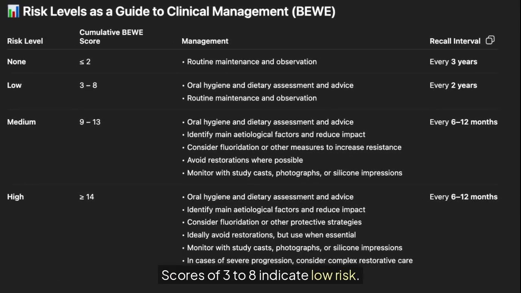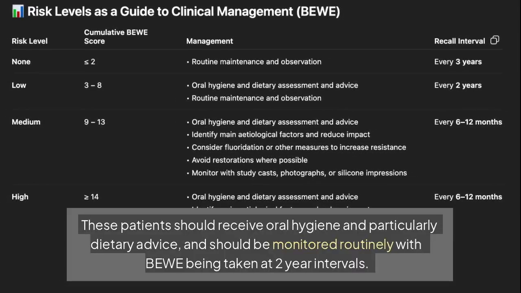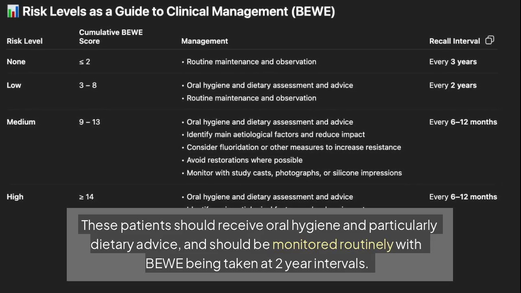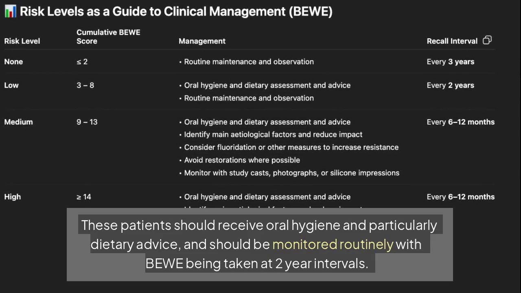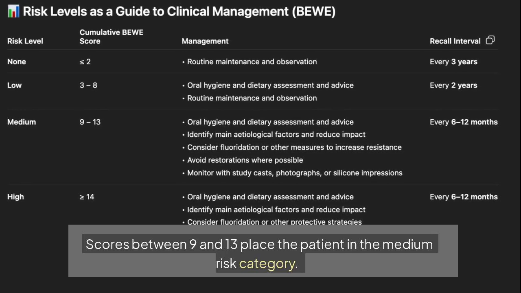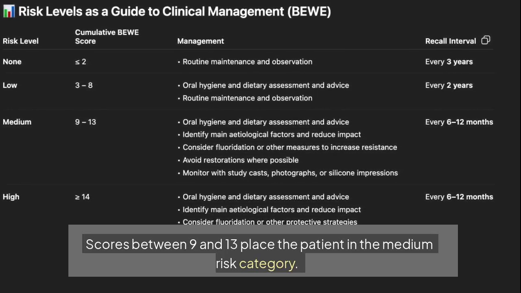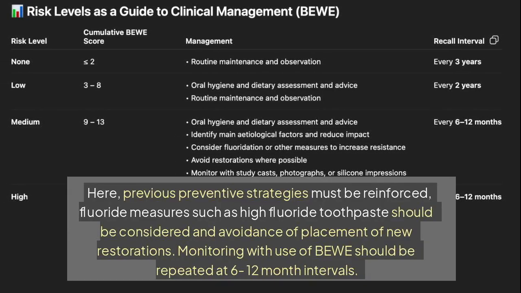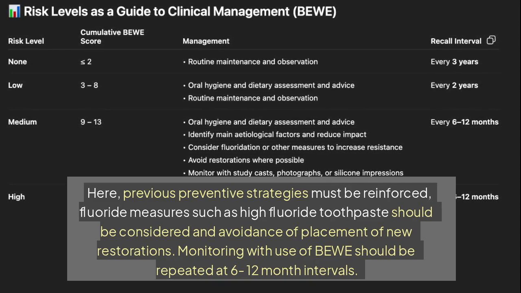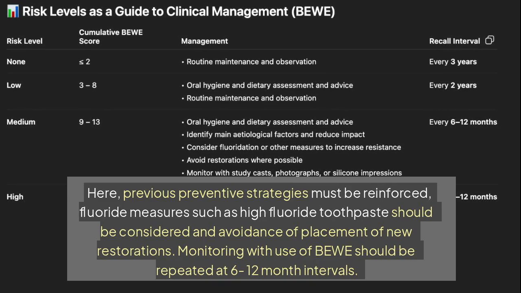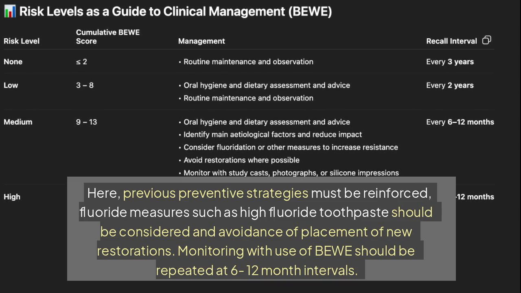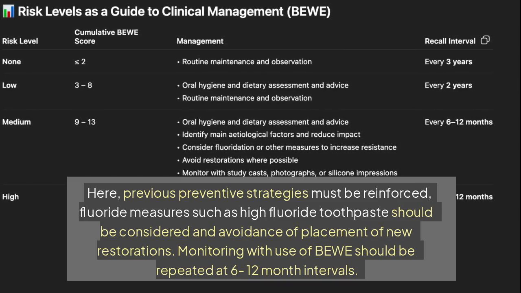Scores of 3 to 8 indicate low risk. These patients should receive oral hygiene and particularly dietary advice, and should be monitored routinely with BEWE being taken at 2-year intervals. Scores between 9 and 13 place the patient in the medium risk category. Here, previous preventive strategies must be reinforced. Fluoride measures such as high fluoride toothpaste should be considered and avoidance of placement of new restorations. Monitoring with use of BEWE should be repeated at 6-12-month intervals.